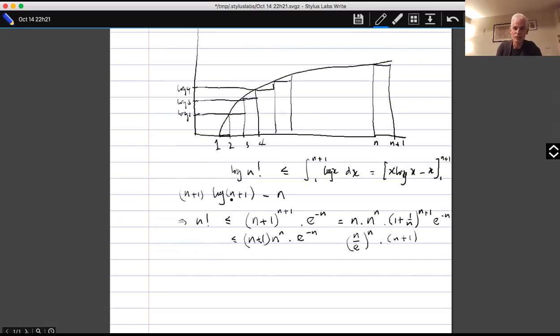And what about a lower bound? We can do that by exactly the same method, but now we look at the upper sum for this.